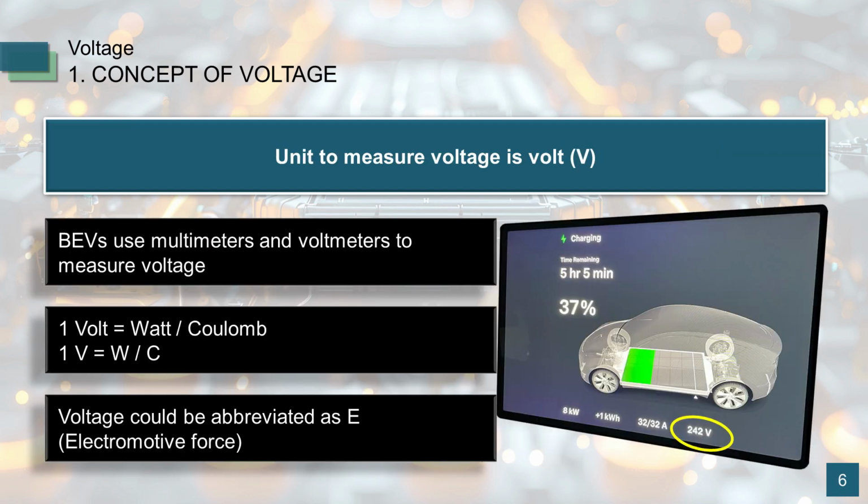Voltage is measured in volts using the V symbol. 1 volt is equivalent to 1 watt per coulomb. Battery electric vehicles use multimeters and voltmeters to measure voltage accurately. In this image, the battery electric vehicle is being charged, and the voltage is 242 volts. Voltage represents work per unit charge, which measures the force that pushes electric charges through a circuit. Voltage could be abbreviated as E, which stands for electromotive force. Voltage is critical as it determines the amount of electrical energy available to power the vehicle's components, including the motor and battery.